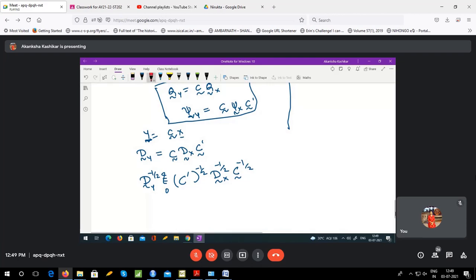Okay, this is a homework. Check whether this is correct. Okay, check whether this is correct. This is homework for all of you.